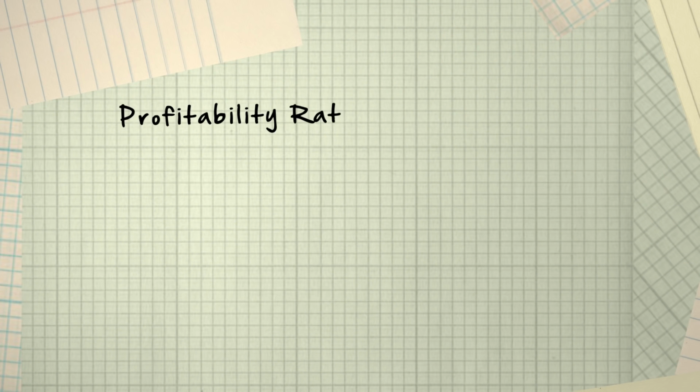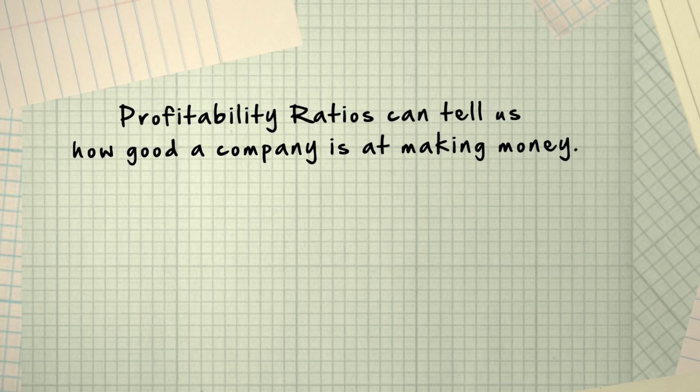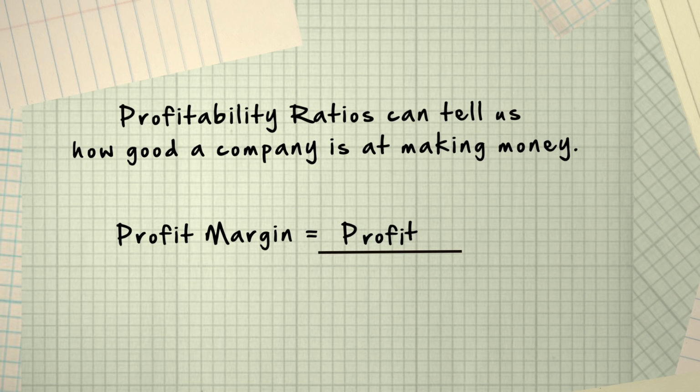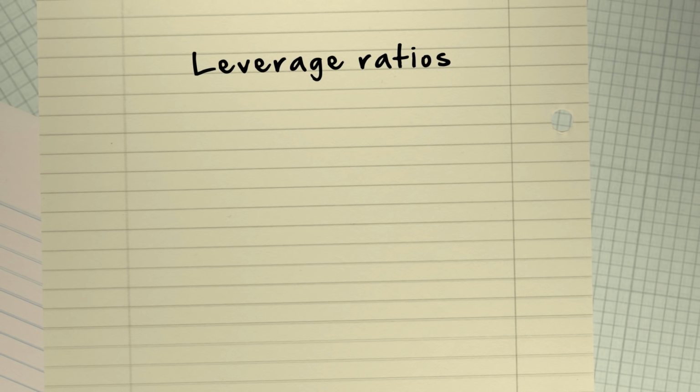Now moving on, profitability ratios can tell us how good a company is at making money. An example of this is the profit margin ratio. This tells us how much profit your company earns compared to your company's sales. Normally, a higher number is better because you want to earn more profit for every $1 of sales that you get. And finally, what about leverage ratios?